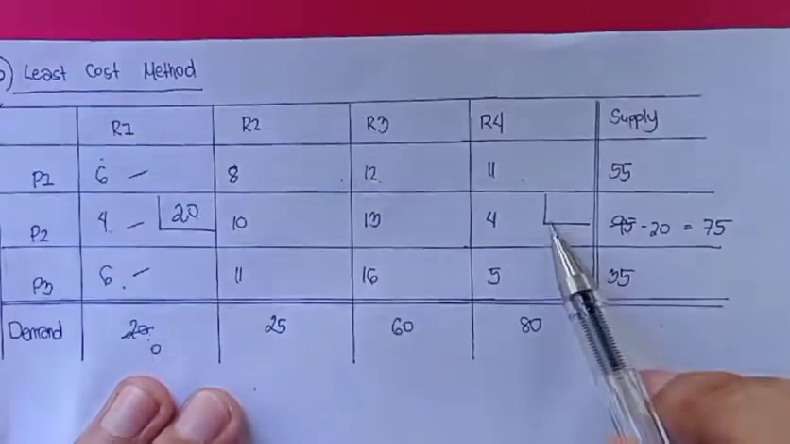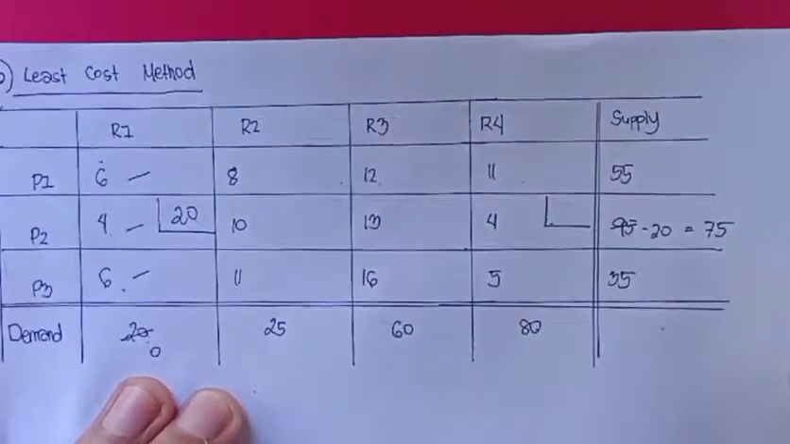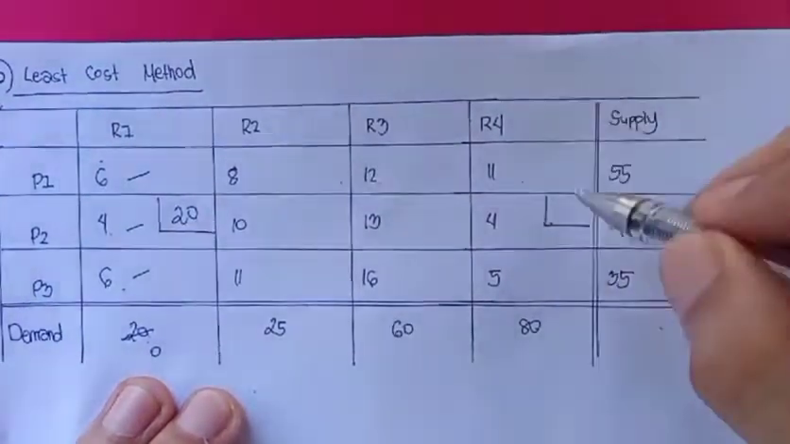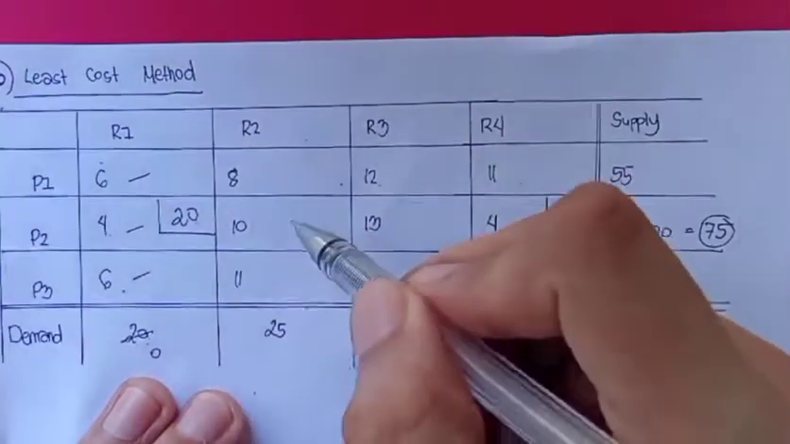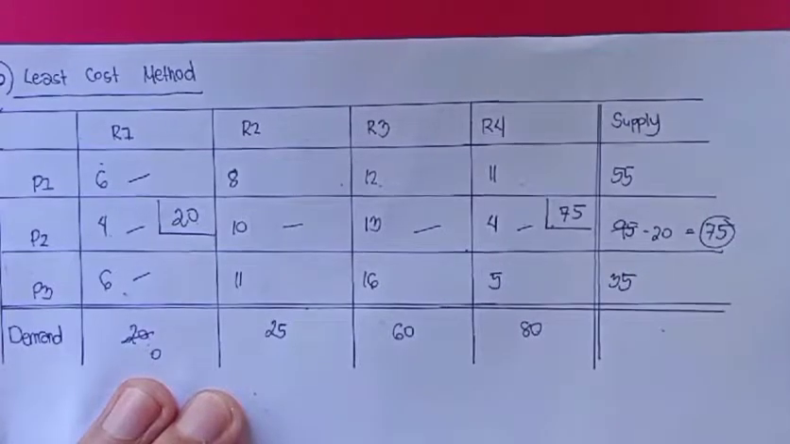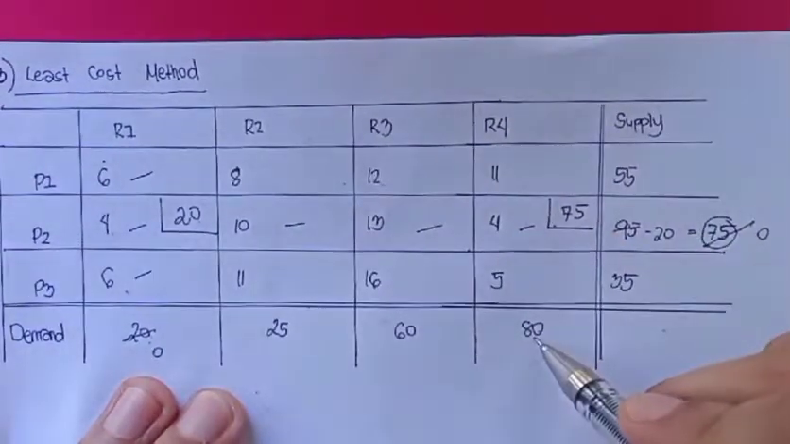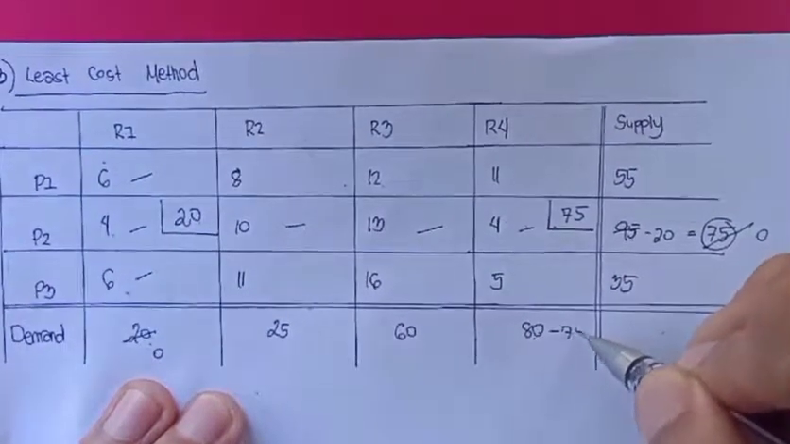So, in this cell, the demand is 80 and the supply is 75. So, the minimum is 75. So, we will allocate 75 here in P2R4. In this row, the supply is satisfied. And we will deduct 75 here in row 4. So the remaining demand is 5.